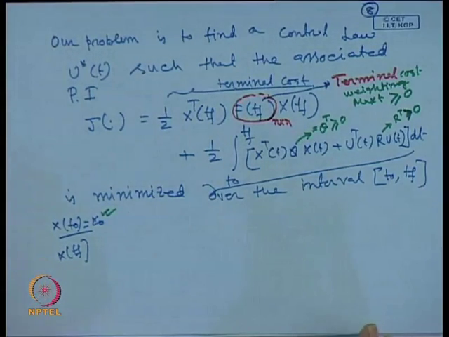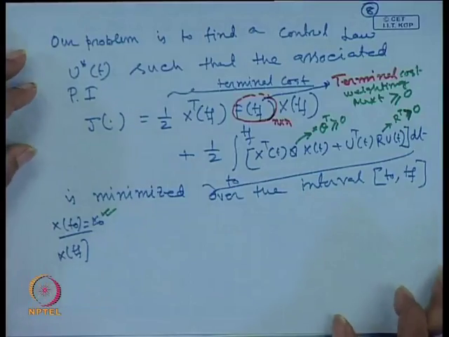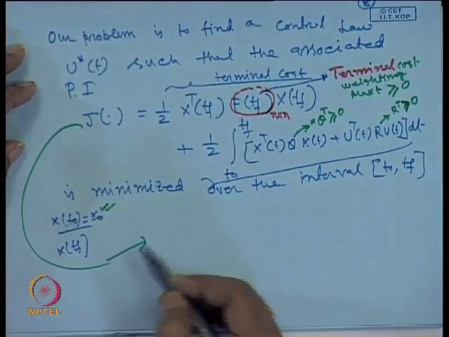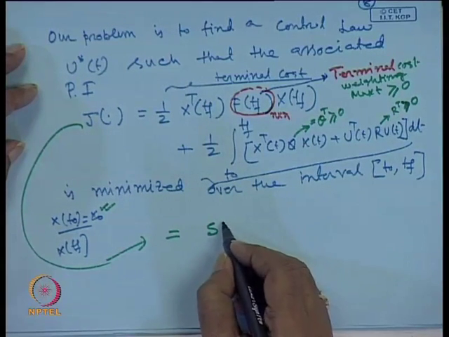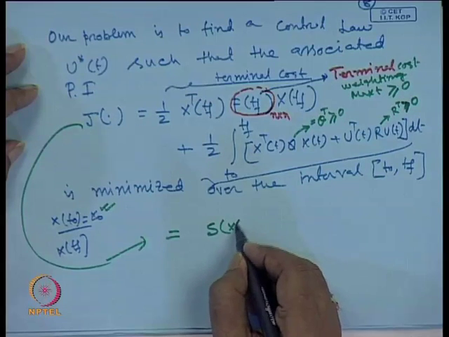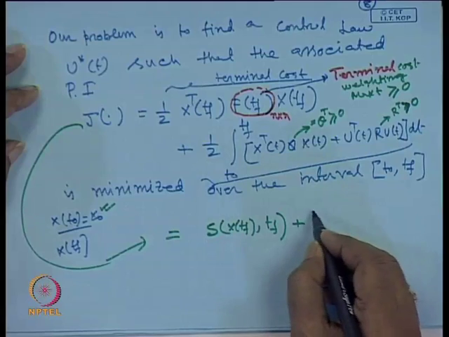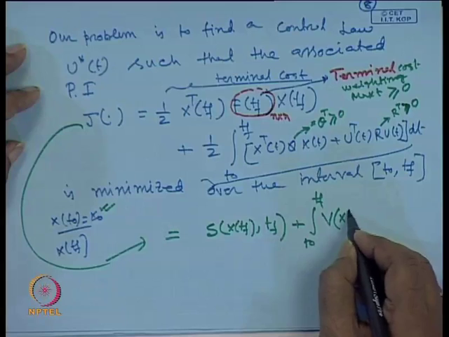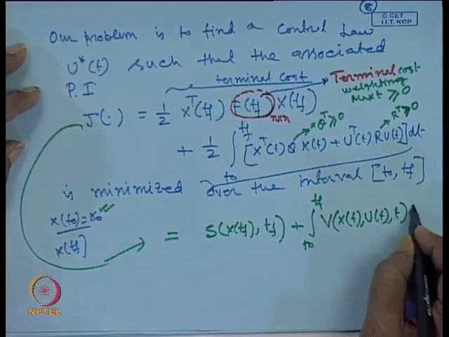So, this is called the finite time regulator problem. Within a finite time, the state should reach the origin, or near the origin. So, if you see, it is equivalent to our original statement of the problem. S, this is x(tf), tf, plus the integral from t0 to tf of v(x(t), u(t), t) dt.